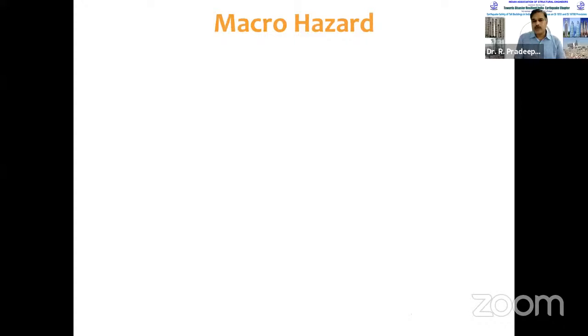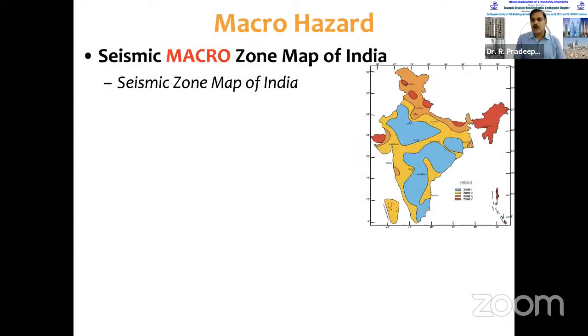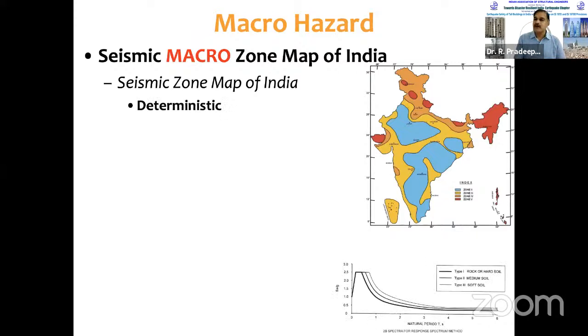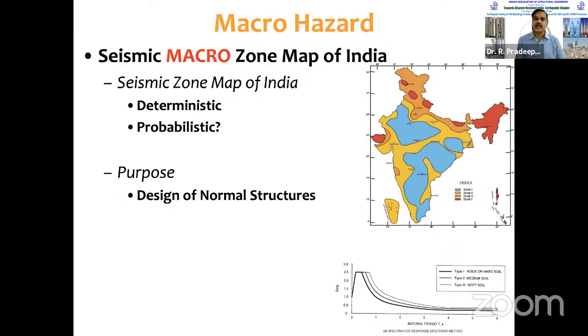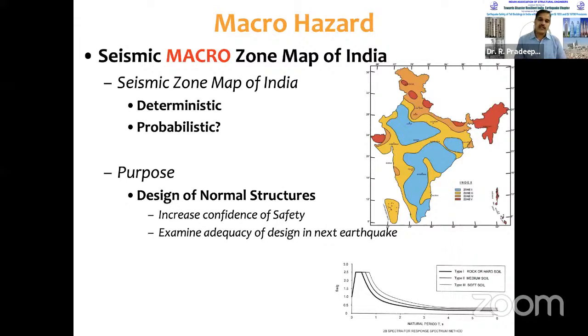Now coming to the macro hazard map. Why do we use this map? It is useful for deterministic and probabilistic approaches; there are two ways in which we can generate this map. The purpose is designing normal structures, to understand the confidence of safety and examine the adequacy of the design for the next earthquake. This macro hazard zonation is done over a very coarse grid, in the range of 100 to 300 kilometers.